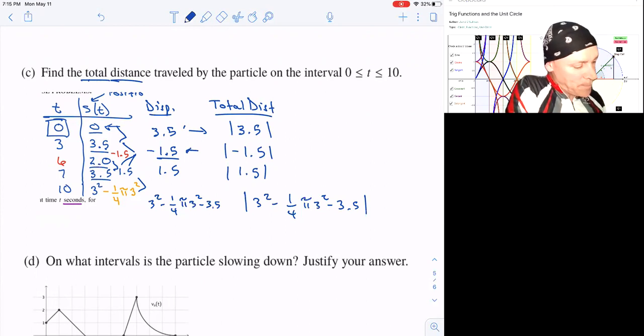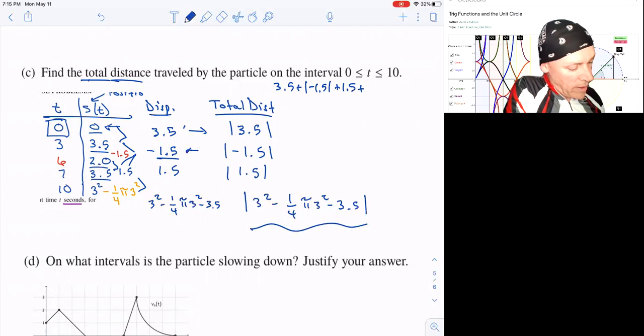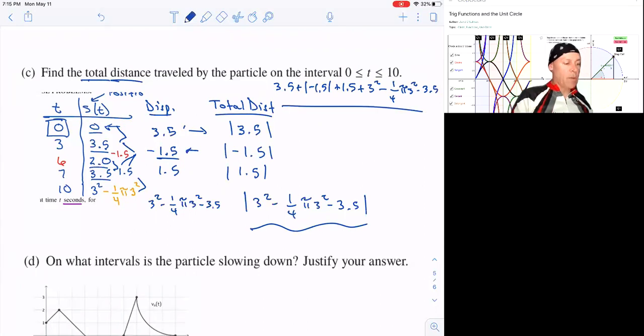So I'm just going to take this 3.5 plus the absolute value of negative 1.5 plus 1.5 plus this hot mess right here, 3 squared minus 1/4 pi 3 squared minus 3.5. Okay, that's going to be the total distance traveled by the particle.